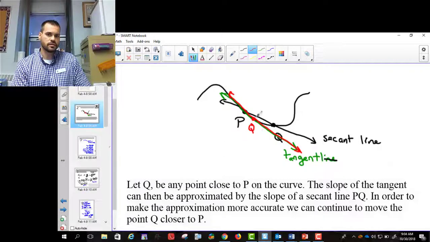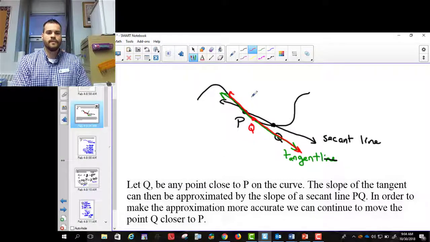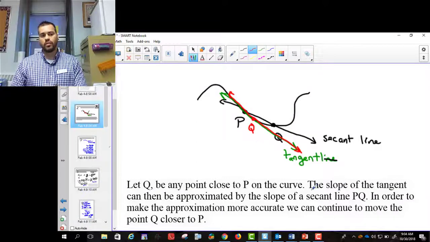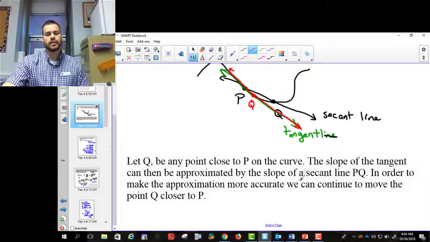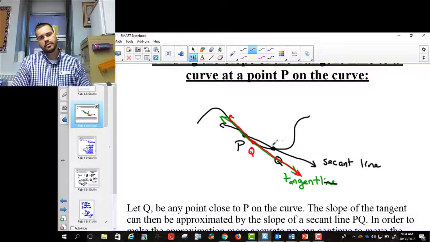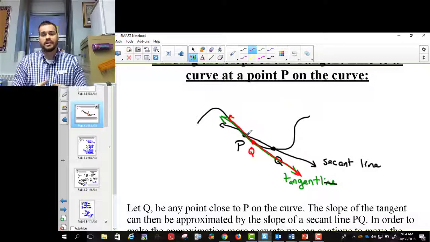It's not exactly the same, but it's a much better approximation, right? And so what we're trying to do, basically, is continue to move the point Q closer to the point P. That's our goal. And as we do that, you can probably see how limits are going to become important, because we're going to try to make the distance between P and Q smaller and smaller. So we're going to try to take the limit as that distance approaches 0. That's our plan.